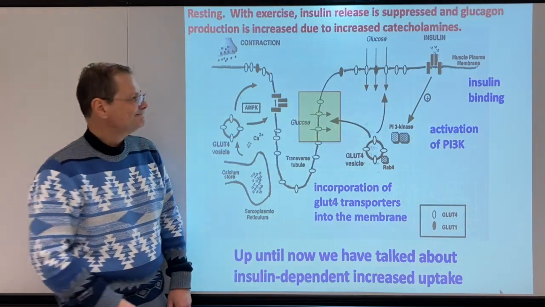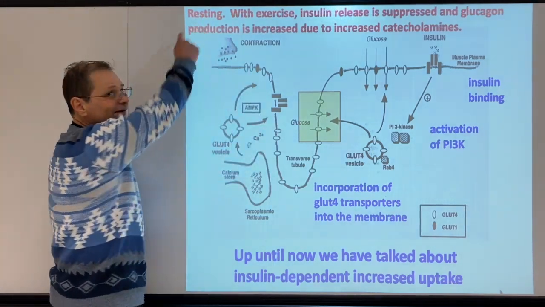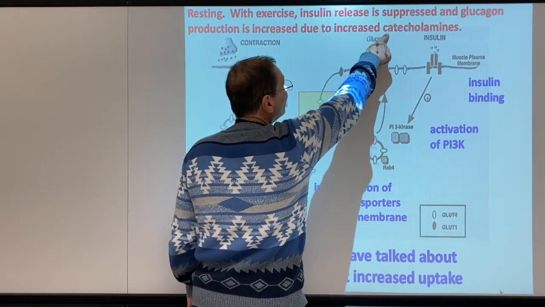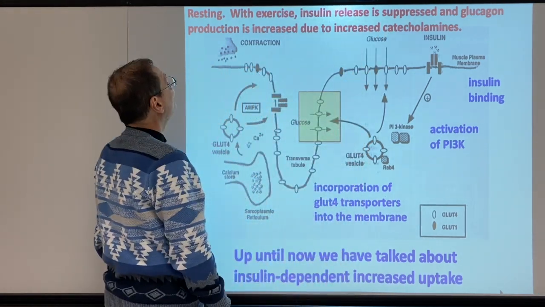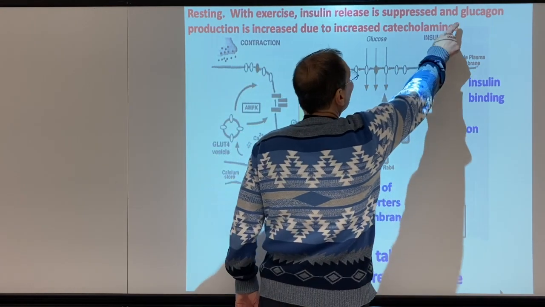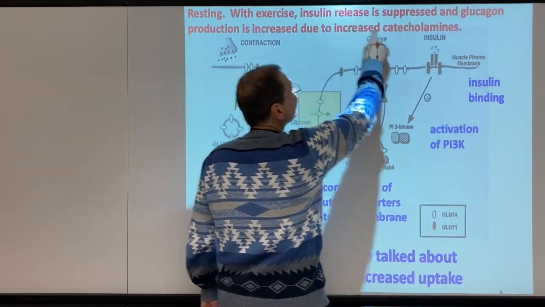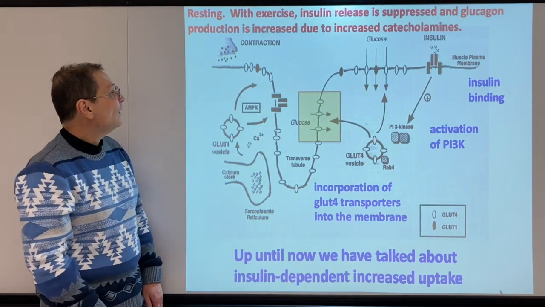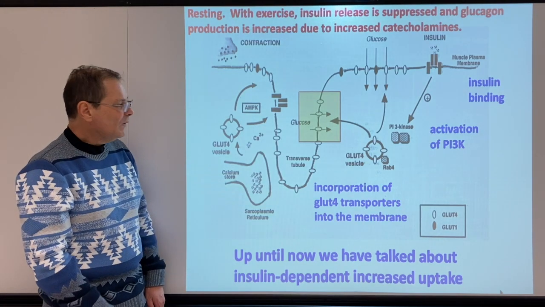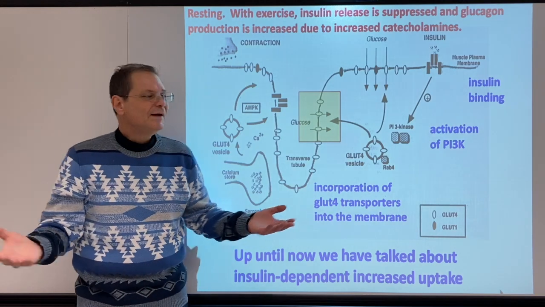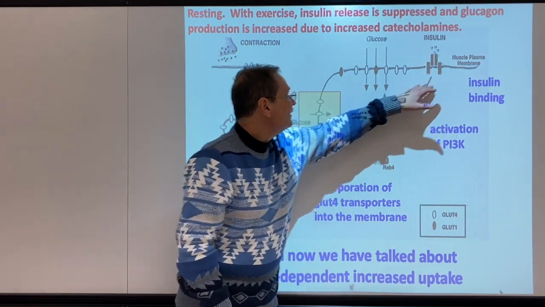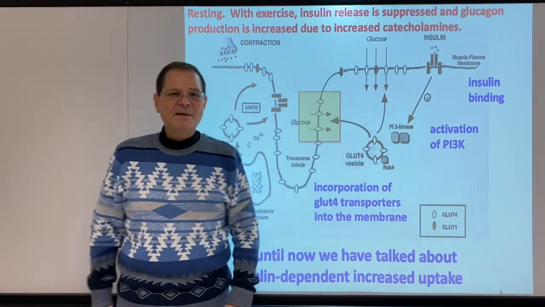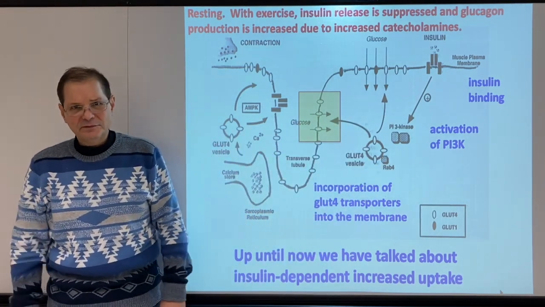Here's the problem. This works when you're resting. When you're exercising, you're getting more catecholamines. And as I just showed you, that means that you're suppressing insulin release and increasing glucagon release, okay? So, what's the deal? Okay, if I'm suppressing insulin, then I'm suppressing glucose uptake. If I'm suppressing glucose uptake, how does my active tissue get more glucose?